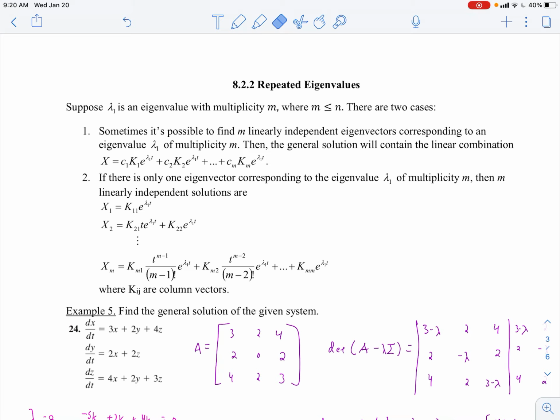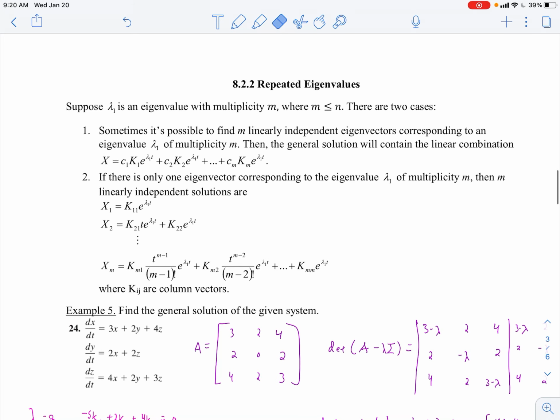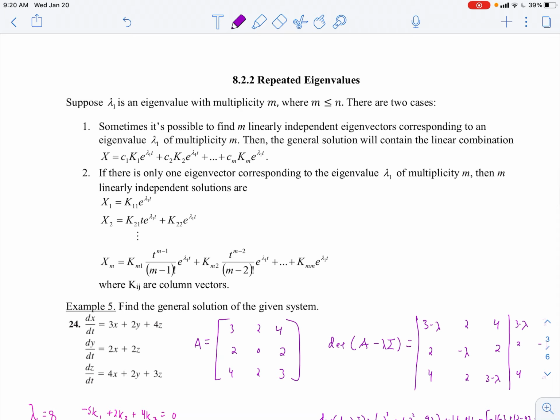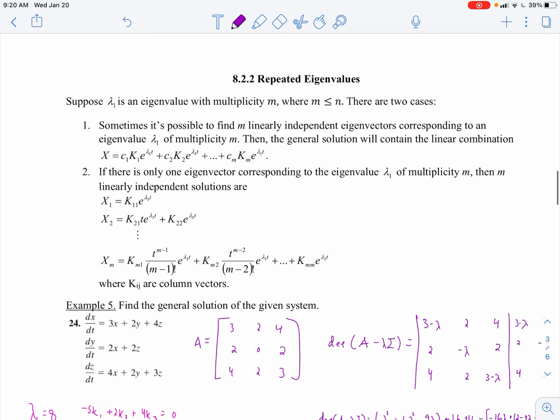The second case is if there's only one eigenvector corresponding to an eigenvalue, so our eigenvalue only gives us one eigenvector of multiplicity m, then m linearly independent solutions are given by, so again, this is if it's just two times. Depending on how many roots we need to take for that, if it's a multiplicity 1, we have this. If it's a multiplicity 2, then you're going to have this as a solution plus that as a solution.